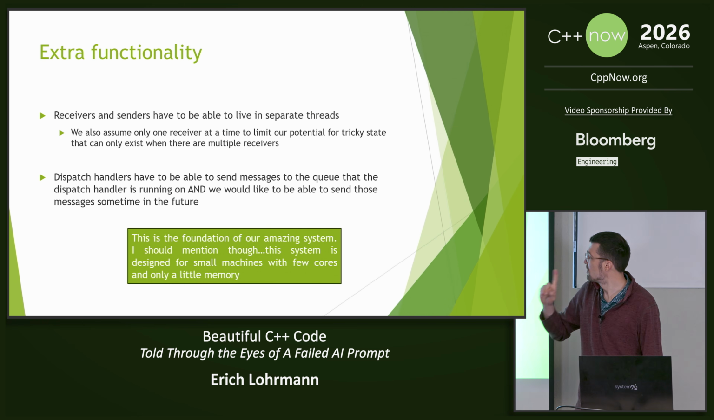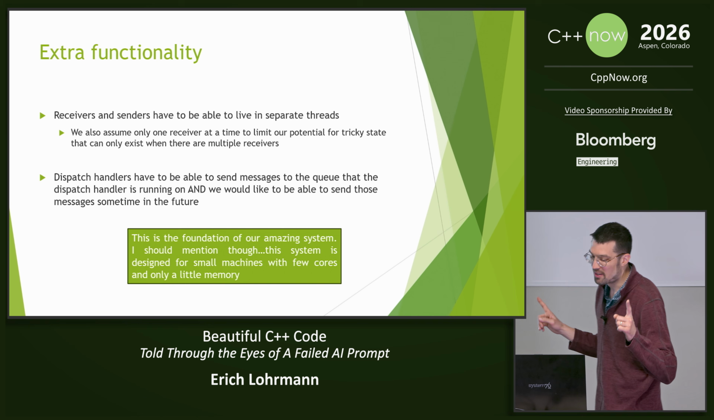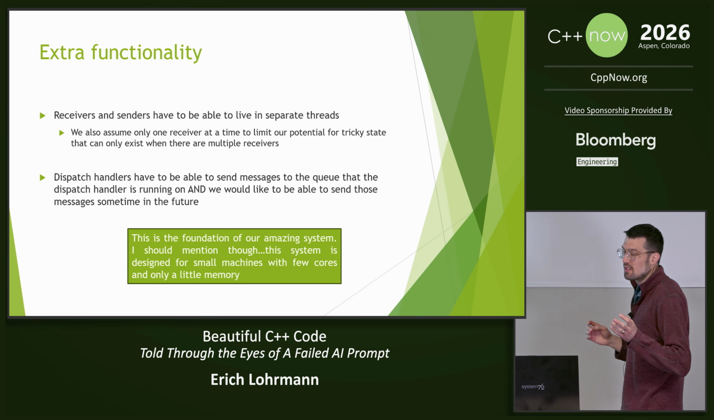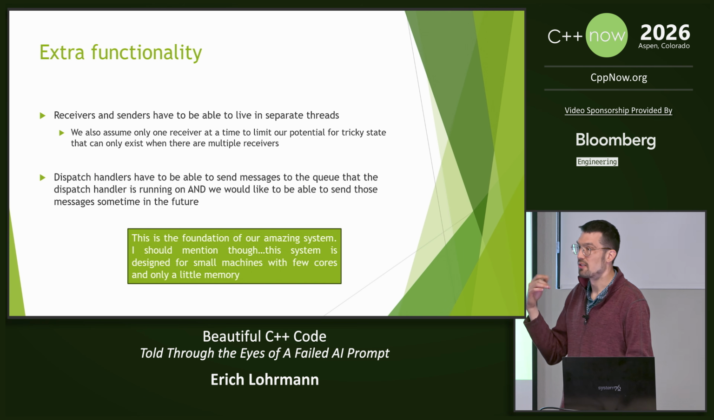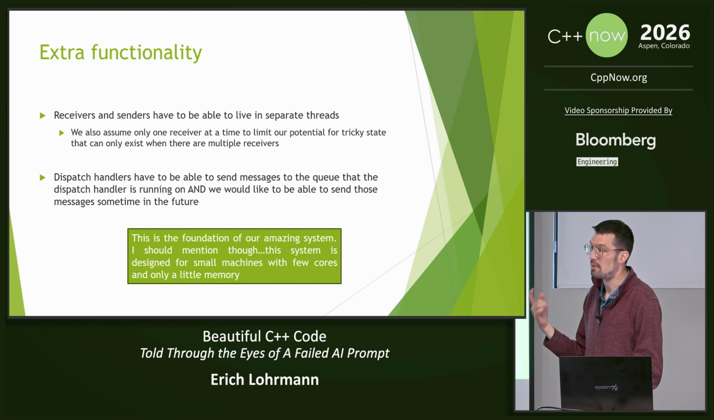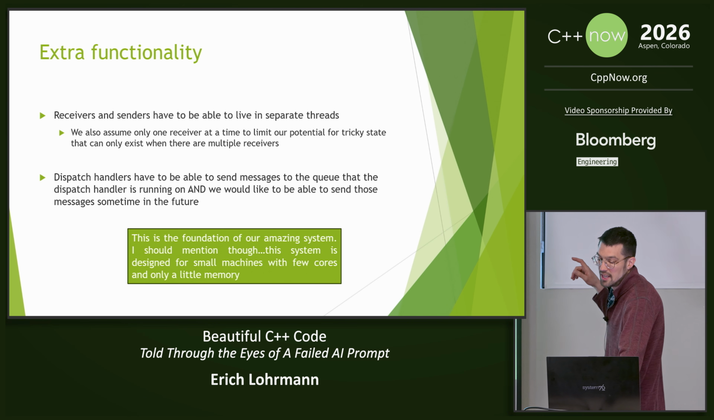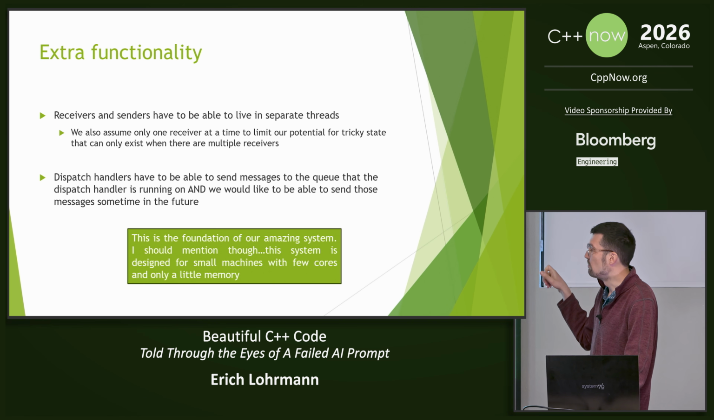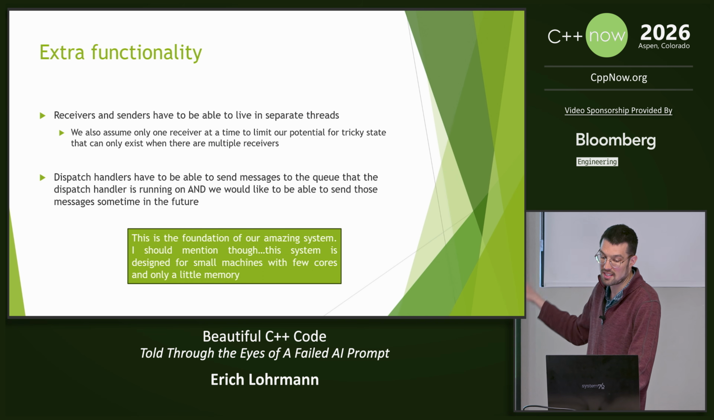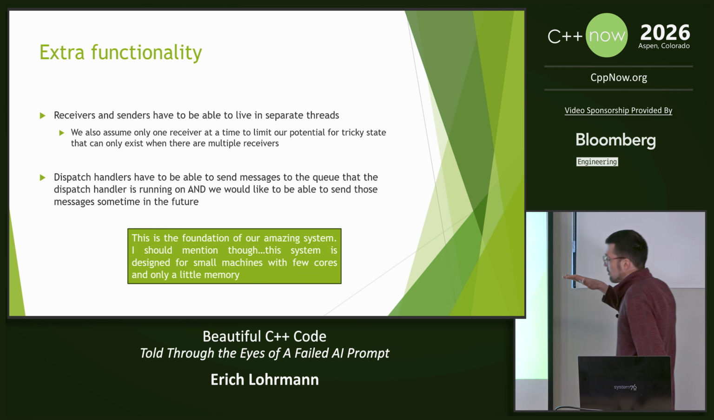And then dispatch handlers. They have to be able to send messages to the queue that the dispatch handler is running on, and we would like to be able to send those messages sometime in the future. This gives us some really nice capabilities, like being able to send ourselves heartbeats and stuff like that to do something periodically. It also allows us to then not worry about what event is happening or what happens when I receive more than one thing on the queue, because I only have one receiver, and so it can only handle them in a safe order.